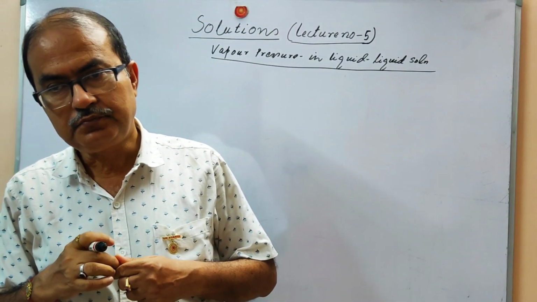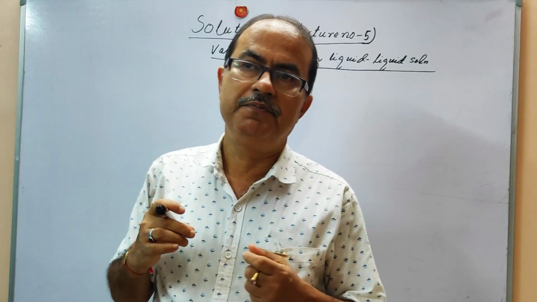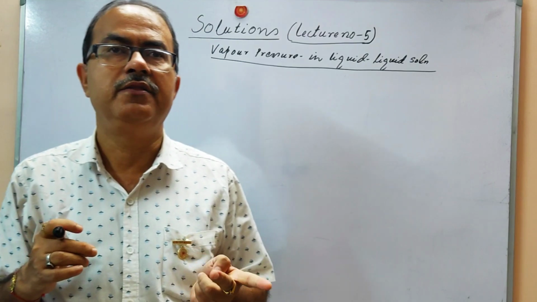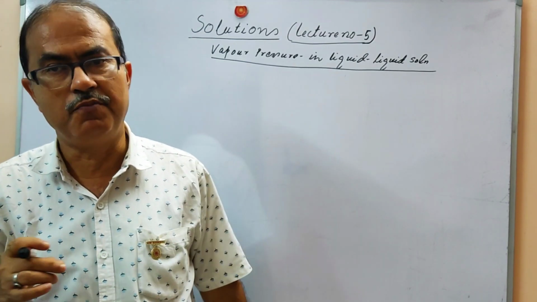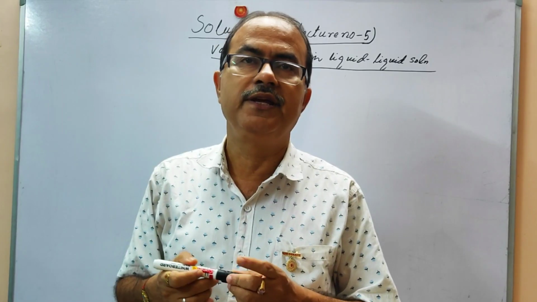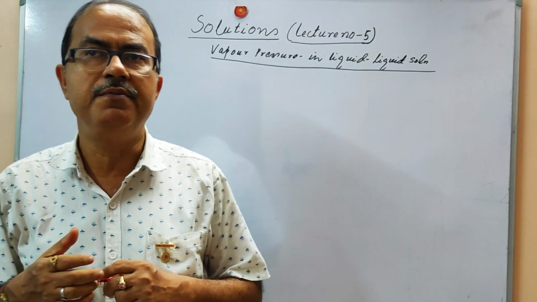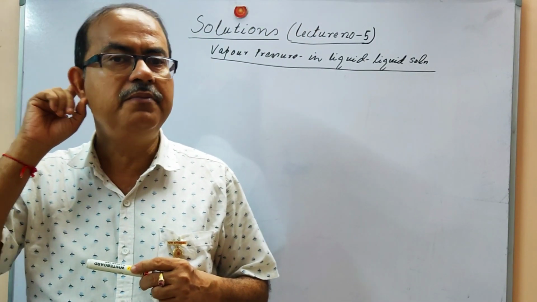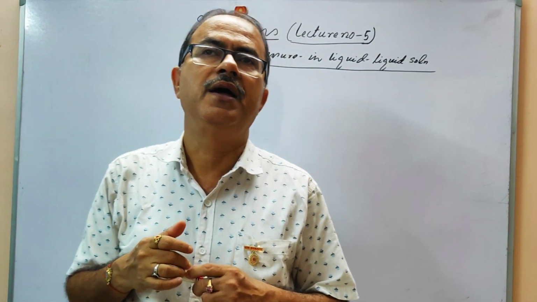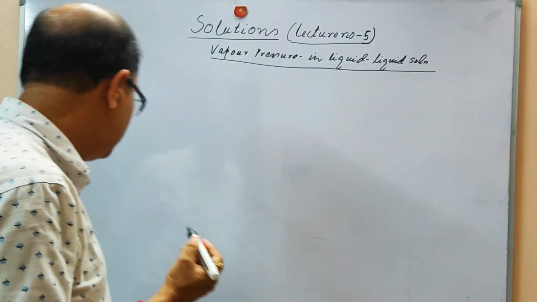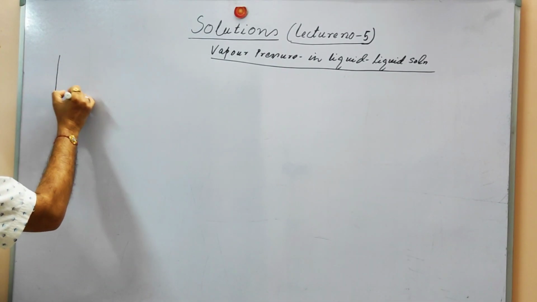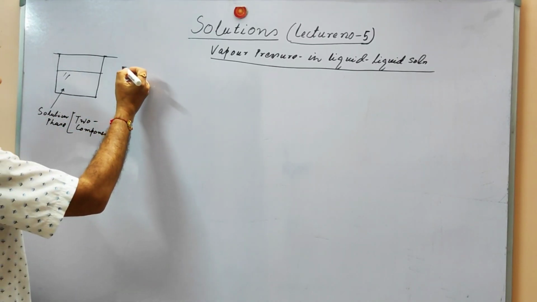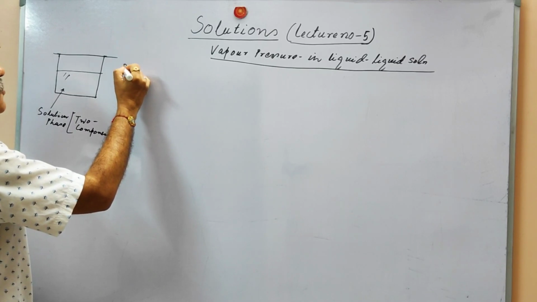So how to determine the vapor pressure when there are two components and both are volatile components? For that, we have to take the example of a system having binary solutions, where we keep the solution in a closed container. And when we keep the solution in the closed container like this, there are both components, suppose denoted by 1 and 2.